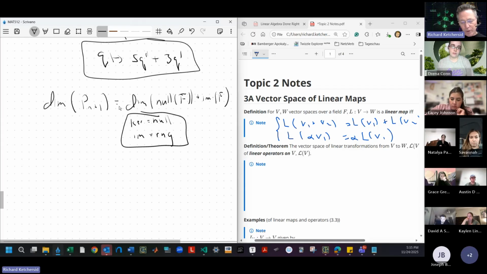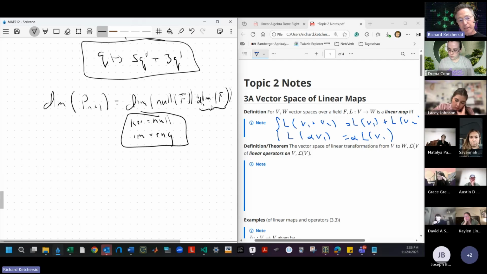Good. And what do I want to show? I want to show that anything in the range can be hit. So my real goal here, and by the way, I should have dimension here, is to show the dimension of the image of F is actually the full dimension of P_n, because that means everything will be in the range.